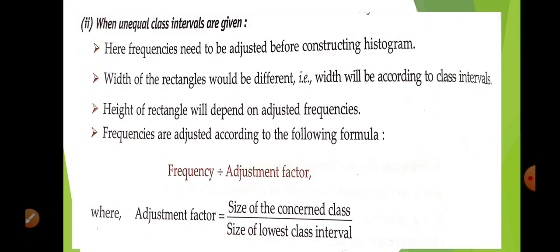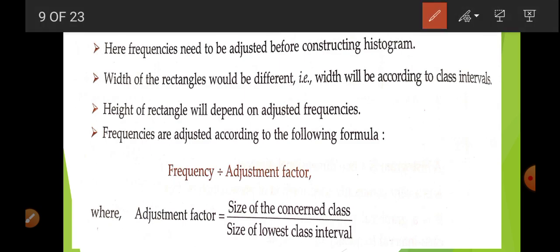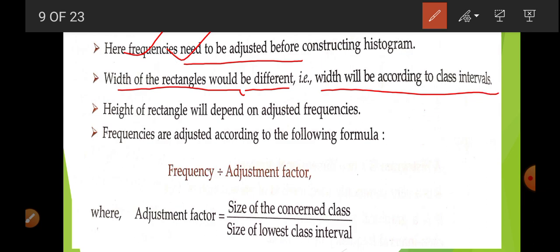Okay, now the second case is when unequal class intervals are given, यानी तो गैपिंग जो intervals है that is not going to be the same. So here the frequency needs to be adjusted because the class intervals are unequal. So first of all we are required to adjust the frequency. The wideness of the rectangle would be different; the wideness will be according to the class interval.